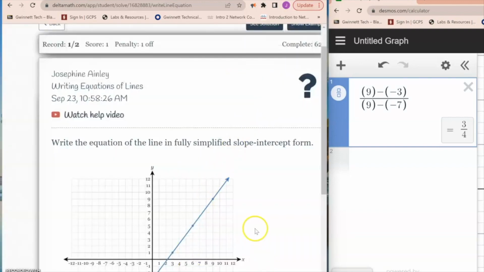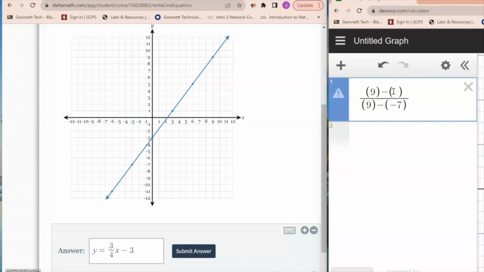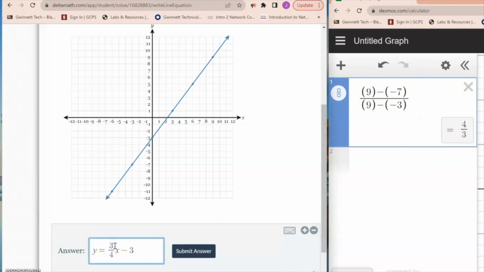Why is the answer not correct? -3 crosses -3. 9 goes with 9. And then what I do, oh, I put my x. Ooh, be careful. Y goes on top. So the y value, not the x. So -7. So be very, very careful with that. It goes with -3. All right, y on the top and then x. So it's 4/3.